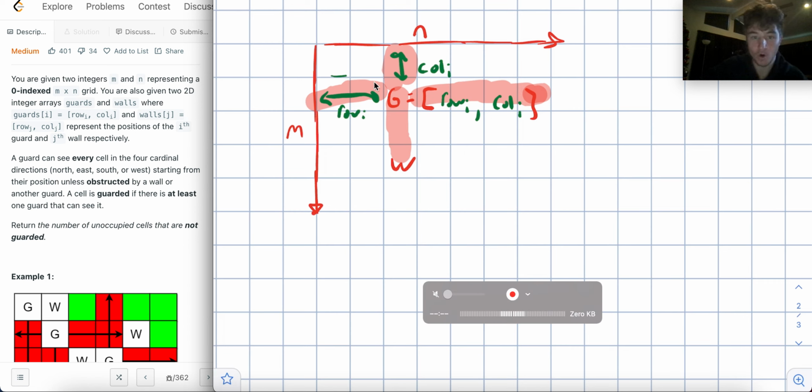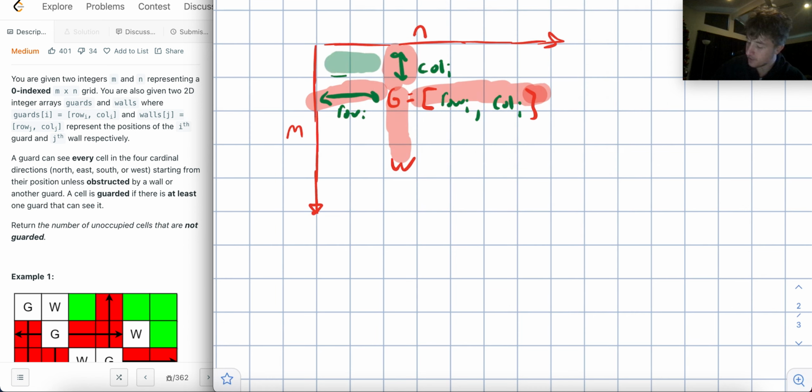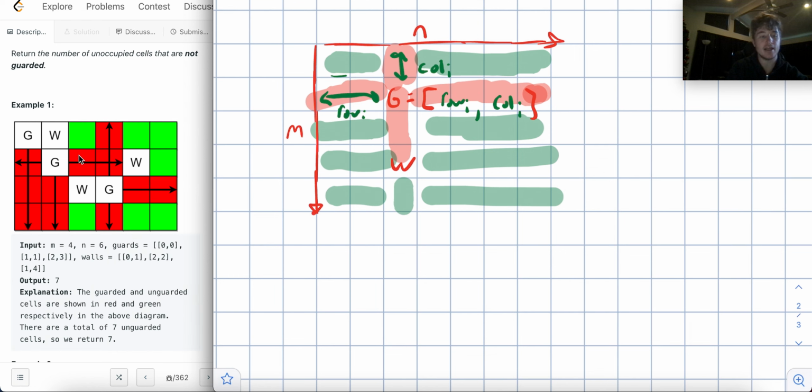So in this example, just to make it clear, what cells can the guard not see? Well, the guard can obviously not see things that are not up, down, left, or right from it directly. But also, it can see this portion. It can't see this portion here because the wall is blocking it. Okay, so let's go through a quick example. I'm not going to show you this directly.